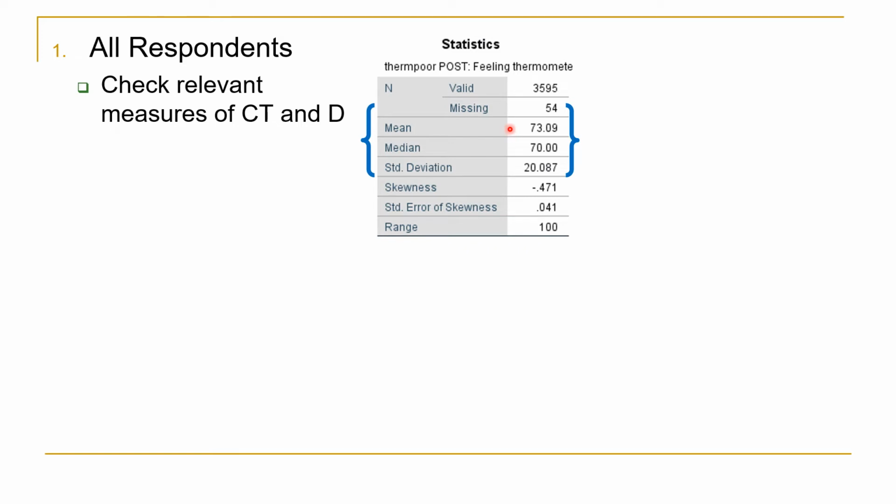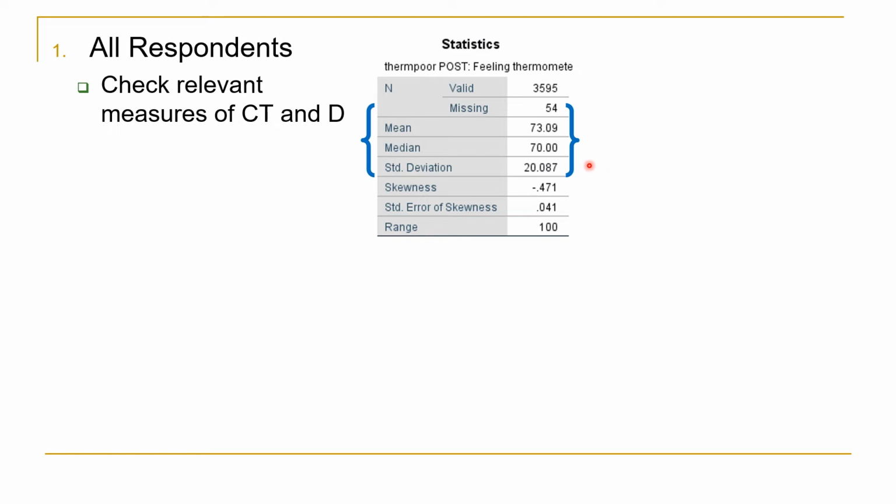The mean of the overall group is 73. So on a scale of 0 to 100 on our feeling thermometer, the average person in our overall sample evaluated poor people at 73. The median is 70. What that means is if we could line up all those 3,595 people in a row, the exact middle person evaluated poor people at 70.